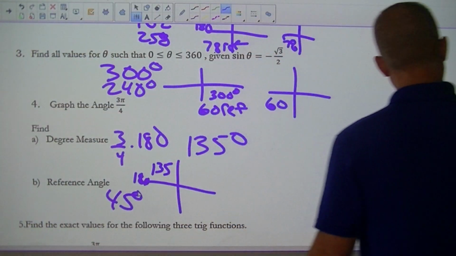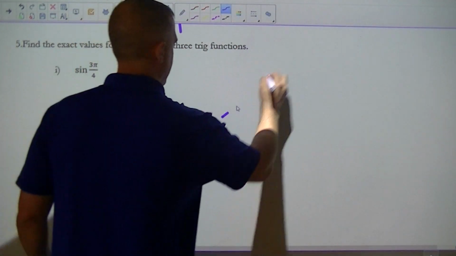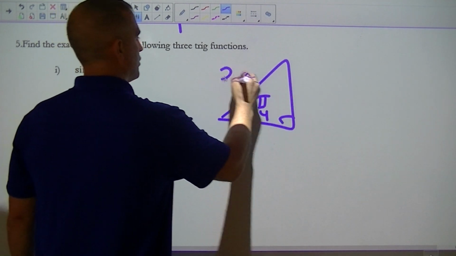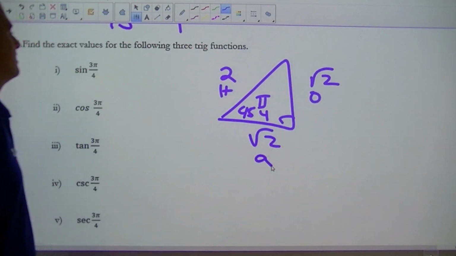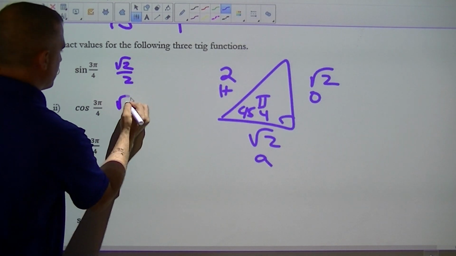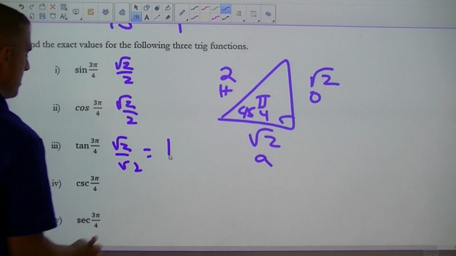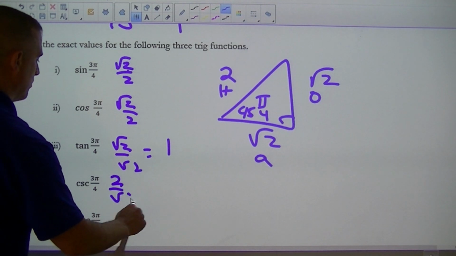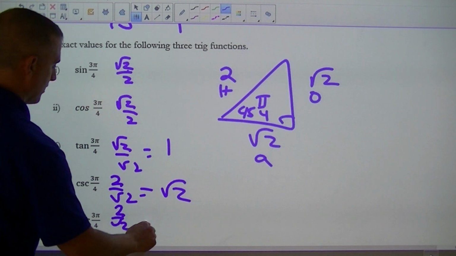All right, find these trig functions. Well, we had this special right triangle of 45 or pi over 4: 2 hypotenuse, square root of 2 opposite, square root of 2 adjacent. So if I fill those in, that would be square root of 2 over 2. All right, square root of 2 over 2. Tangent would be square root of 2 over 2, which would be 1. Cosecant is the flip of this, so that's 2 over square root of 2, which is just square root of 2. And that's the same thing here. 2 over square root of 2 is square root of 2.